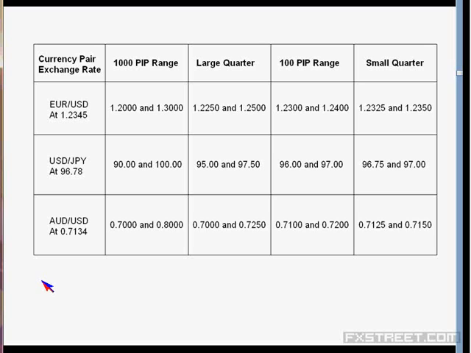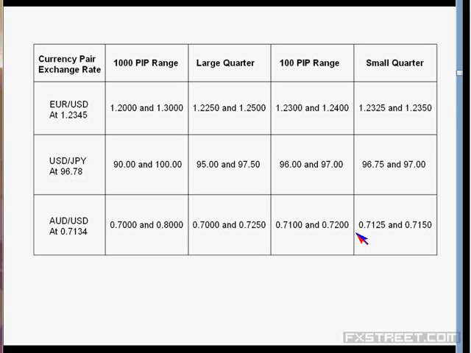Let's take a look at the example with the Aussie versus the US dollar at 0.7134 cents. That will be the 1,000 pip range between 0.70 cents and 0.80 cents. What will be the large quarter then? At 0.7134, that will be the large quarter between 0.70 cents and 0.7250. What about the 100 pip range? At the 0.7134 exchange rate, that will be the 100 pip range between 0.71 and 0.72 cents. And then the smallest quarter would be between 0.7125 and 0.7150.